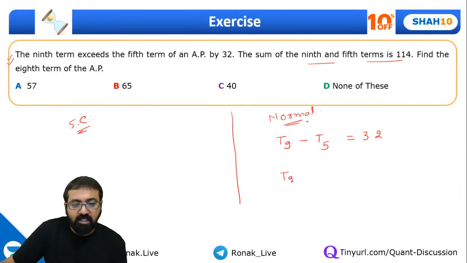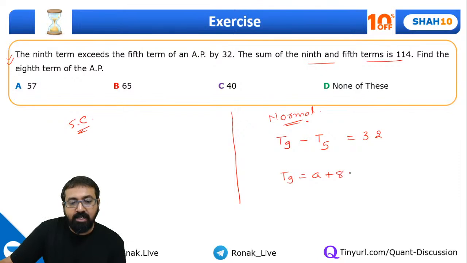Now how do we represent the 9th term? Of course it's A plus 8D. Same way, how do we represent the 5th term? It's A plus 4D. So the difference between these two, A plus 8D minus A plus 4D, I'll get 4D, which is equal to 32. So the difference D will come out to be 8.